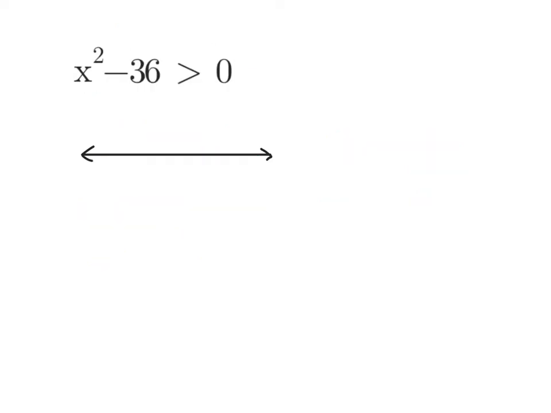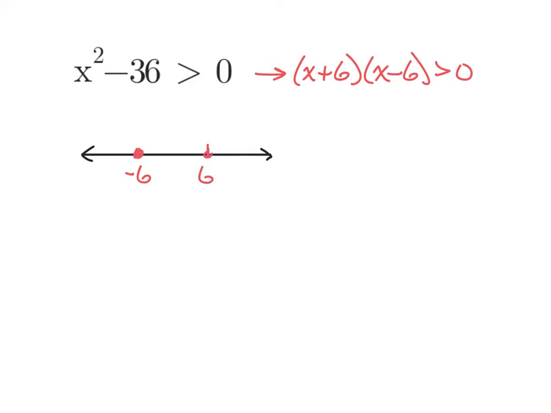Sometimes we're going to have to do a little extra work. When we have x squared minus 36 is greater than 0, we want to factor it. Luckily, this is a nice one. Difference of two squares, x plus 6, x minus 6, is greater than 0. So our two most important numbers are going to be negative 6 and positive 6.